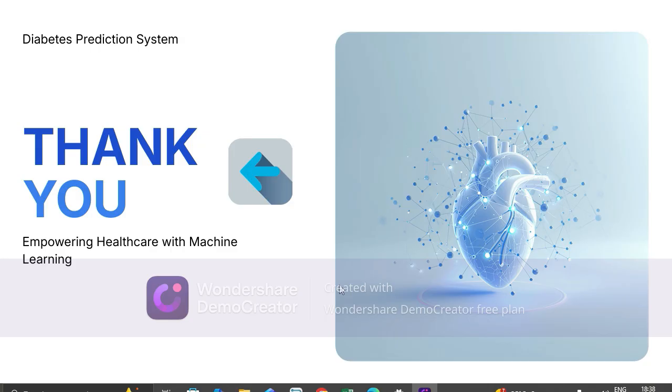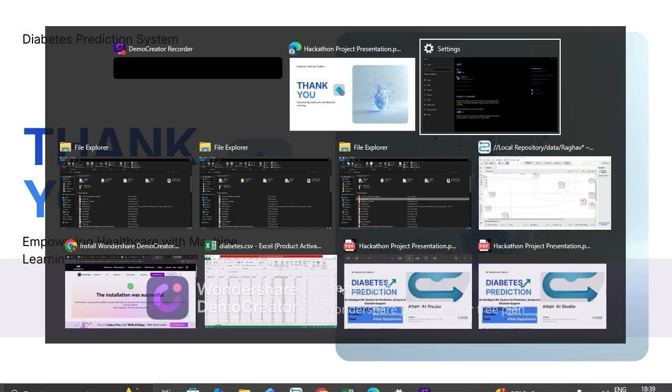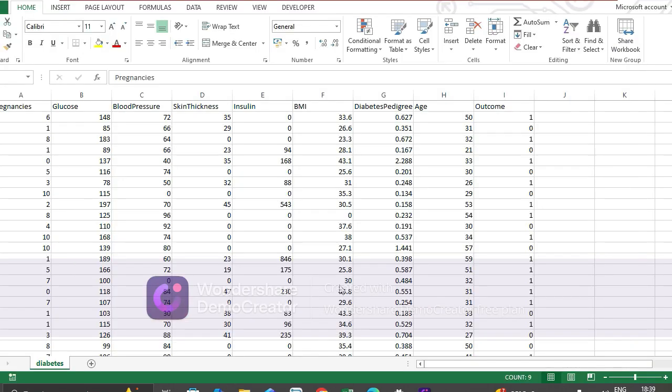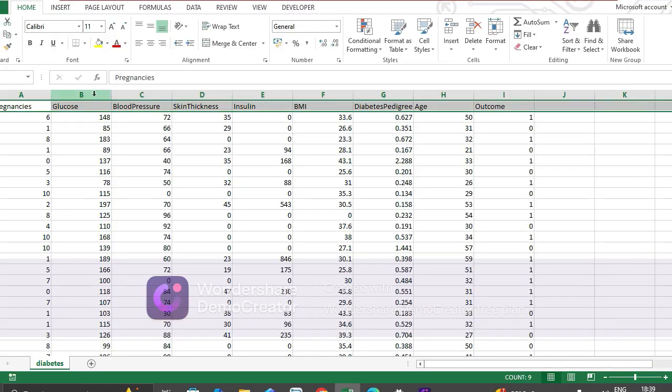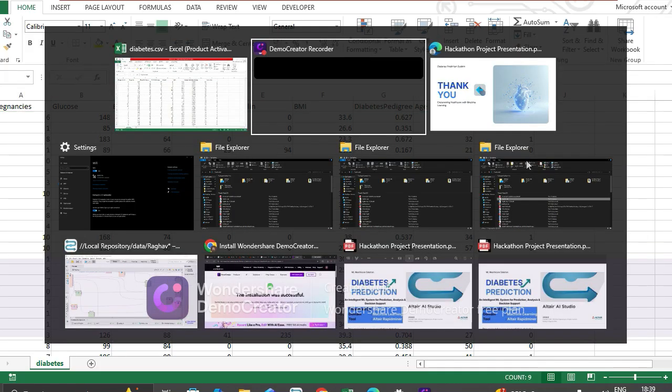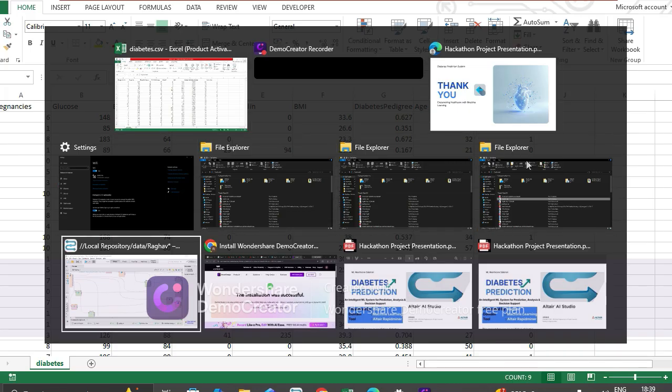So I will show the dataset that I used in this process. This is my dataset. It includes the glucose level of the patient, BMI, and the corresponding outcome, that means 1 and 0, in which 1 states that the patient has diabetes and 0 states that he has no diabetes. For the machine learning I used software called RapidMiner. It is a very good software for the machine learning process.